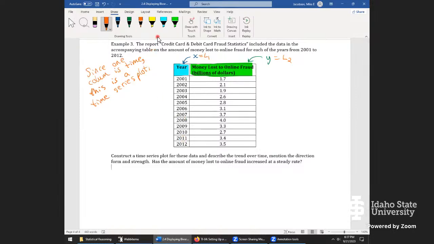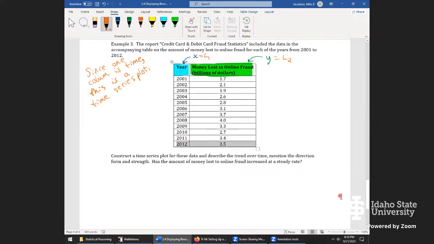It says the report credit card and debit card fraud statistics included in the data in the accompanying table on the amount of money lost to online fraud for each of the years from 2001 to 2012. So this is in billions of dollars. I was about to say millions. So online credit card and debit fraud: in 2001, it was a meager $1.7 billion. In 2012, it's now up to $3.5 billion.